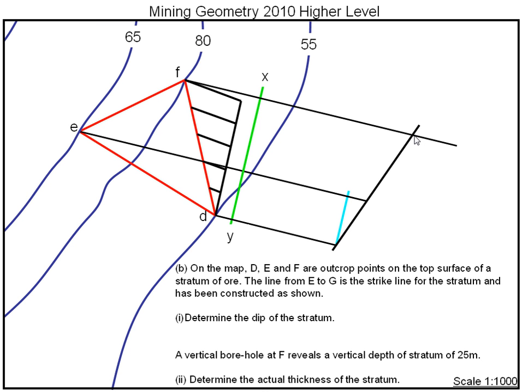So what we can do is we can measure down a distance at 25 millimeters from our top surface of the stratum of ore. So measure down 25 millimeters. The bottom of our stratum is going to be parallel to the top, and that's going to give us our thickness. So we have our dip got, we have our thickness got, and that is the question complete.